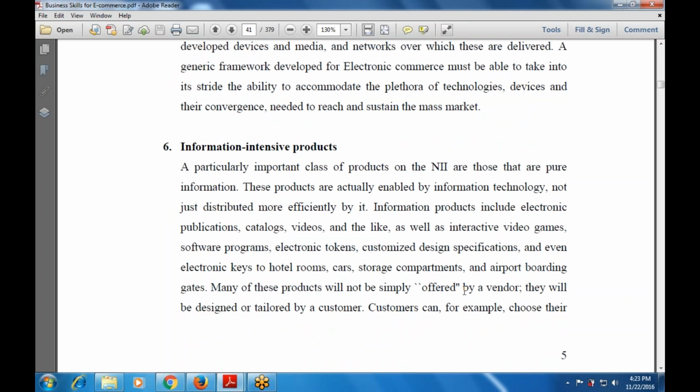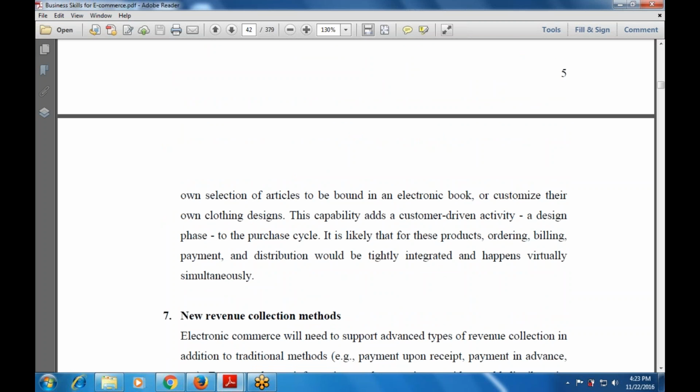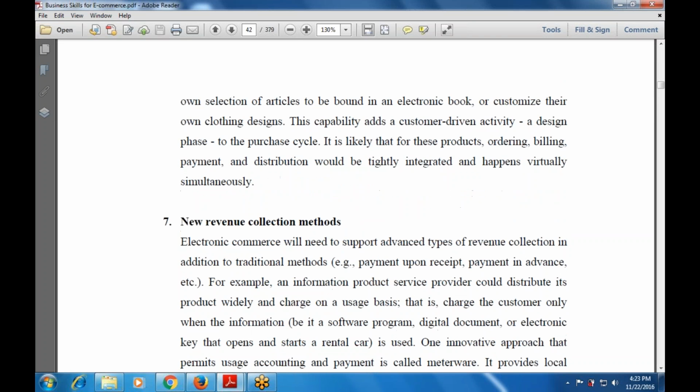Many of these products will not simply be offered by the vendor; they will be designed or tailored by the customer. For example, customers choose their own selection of articles to be bound in an electronic book or customize their own clothing designs. And this capability also adds a customer-driven activity, a design phase, to the purchase cycle.